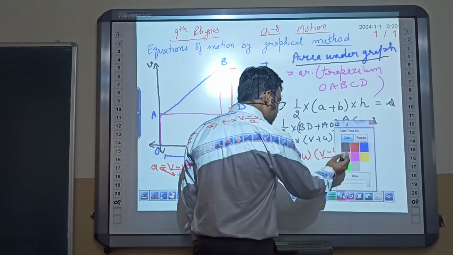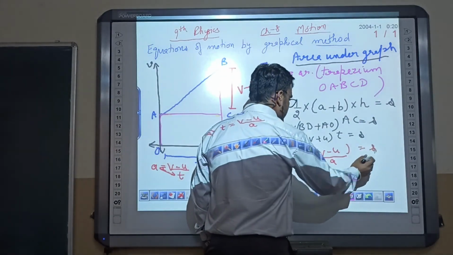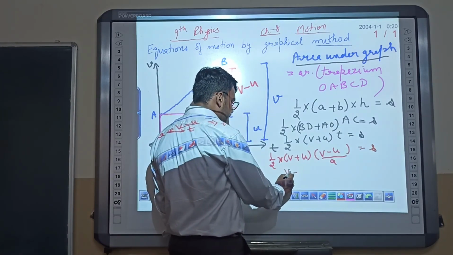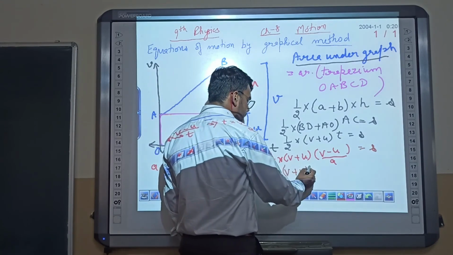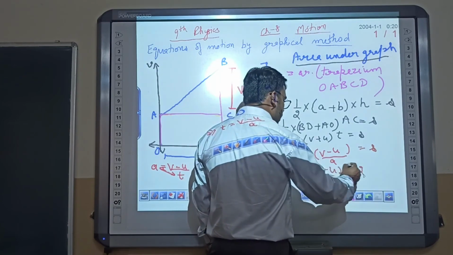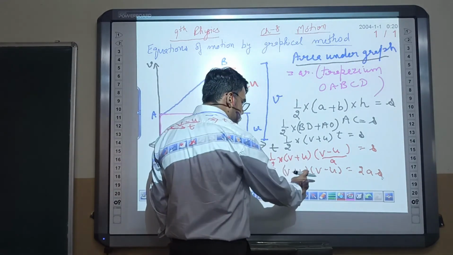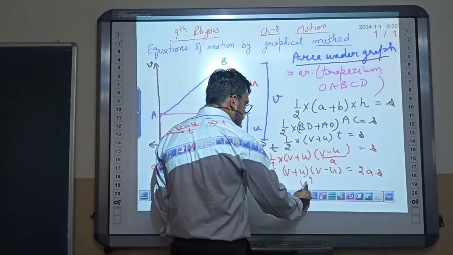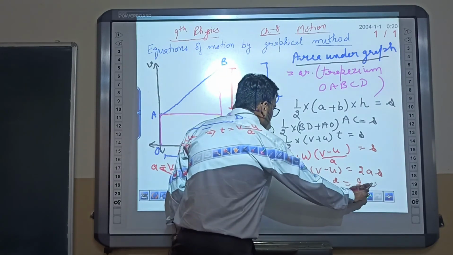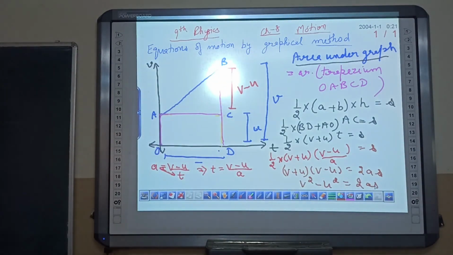Now this is equal to S. This 2 will go to that side, A will go to that side, so it becomes V plus U, V minus U is equal to 2AS. This is our third equation, and we know the identity A plus B, A minus B, that is A square minus B square. This is the third equation. This is how we find the three equations of motion.